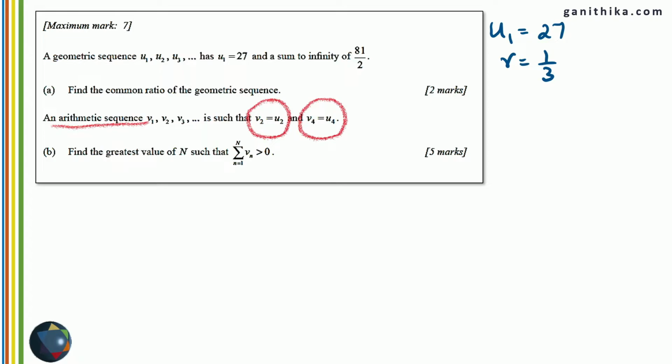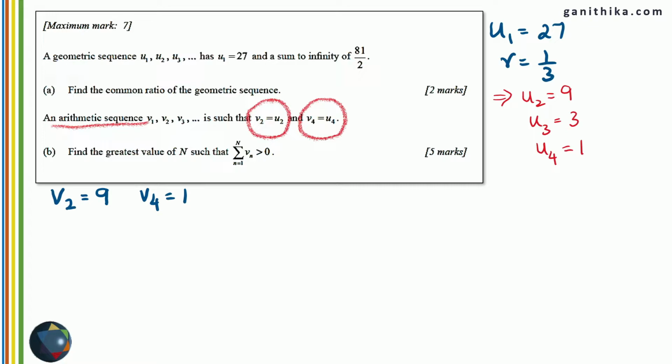We need to have U2 and U4. So let's find U2, U3 and U4 now using U1r, U1r squared, U1r cubed. Now we know that V2 is equal to 9 because 9 is U2, and V4 is equal to 1 because U4 is 1. So we have this information from the first line that's given in the question.